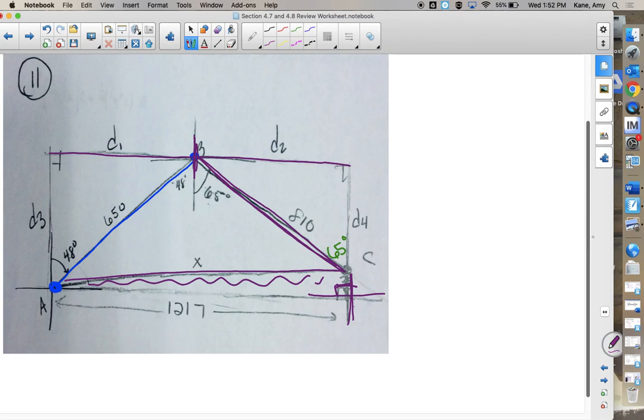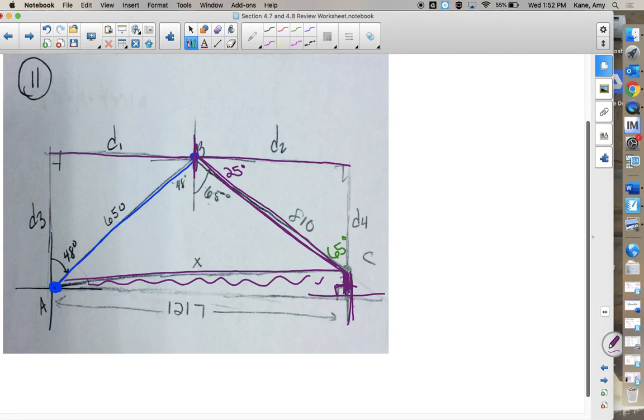So if this is 65, up here is 25. I have D1 and D2 because if I add that together, it's the whole bottom of the triangle. And I also labeled D3 and D4 because if I subtracted them, that would give me the little height here of the triangle.